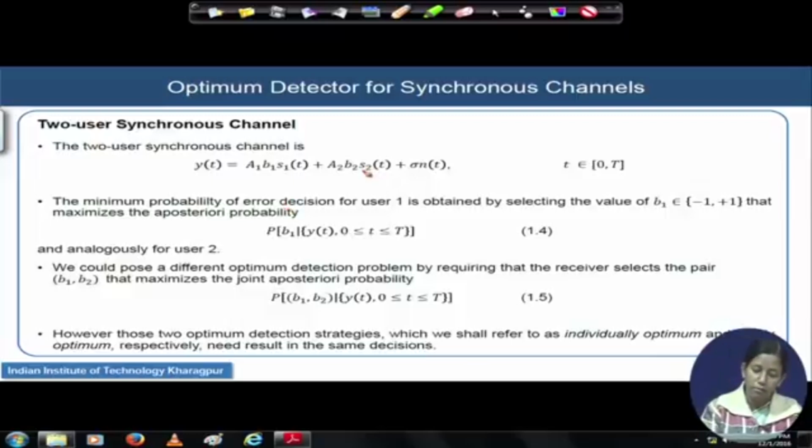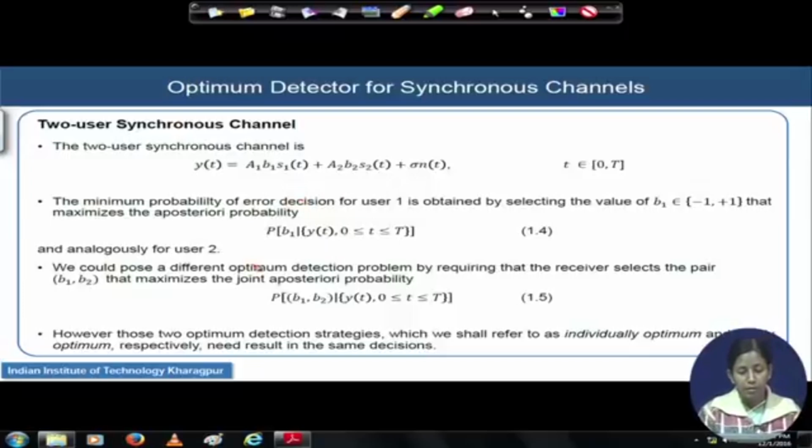Equivalently for user number 2 also, the a posteriori probability of b2 given the signal received: the b2 value which maximizes that probability will also confirm that the error probability is minimum. In a similar way, for B2 also we can devise the detection process.